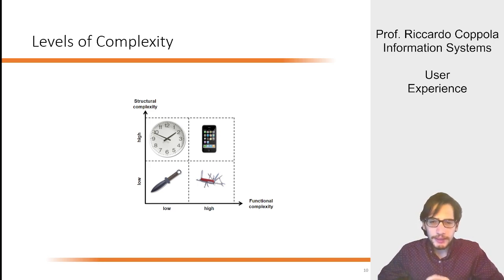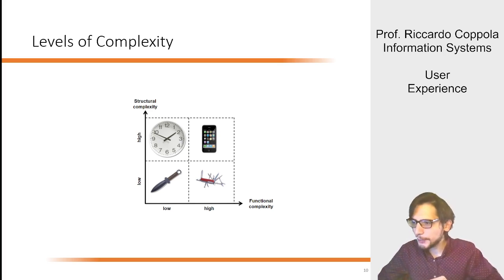It is not based on the features that are provided, but the structural complexity tells how complex is the system itself, how many components I have, if the system is physical, how many pieces I have to connect to create this system. In general, we can create a graph for the structural and functional complexity. So we can have in the x-axis the functional complexity, and in the y-axis the structural complexity. And there are many examples.